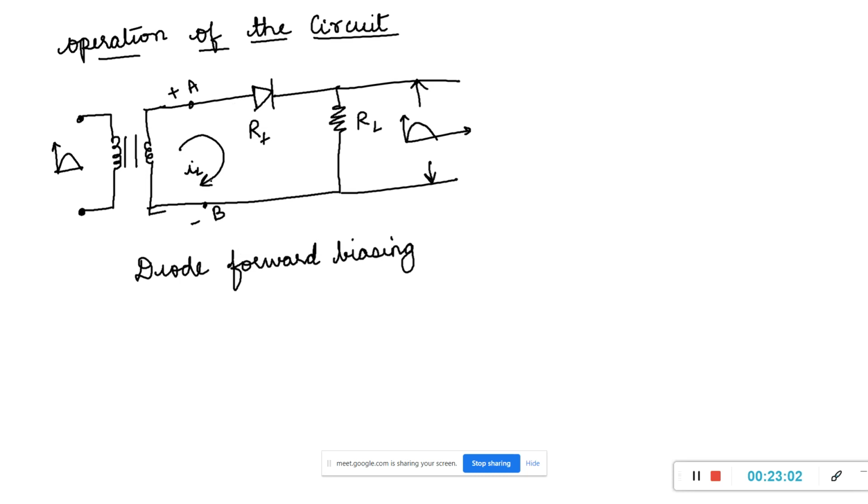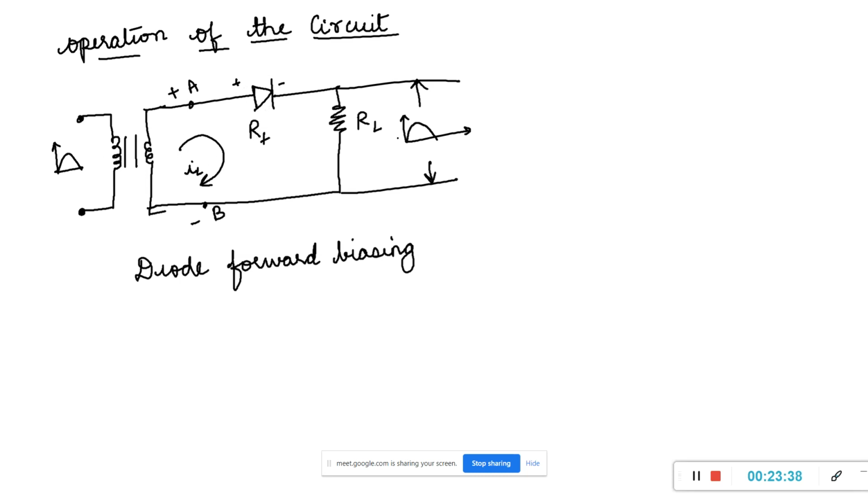During the positive half cycle of the secondary AC voltage, terminal A is positive with respect to terminal B. The diode gets forward biased and the current starts flowing in the clockwise direction. So when positive is applied here and negative is applied here, the diode starts conducting and the current flows in the clockwise direction.